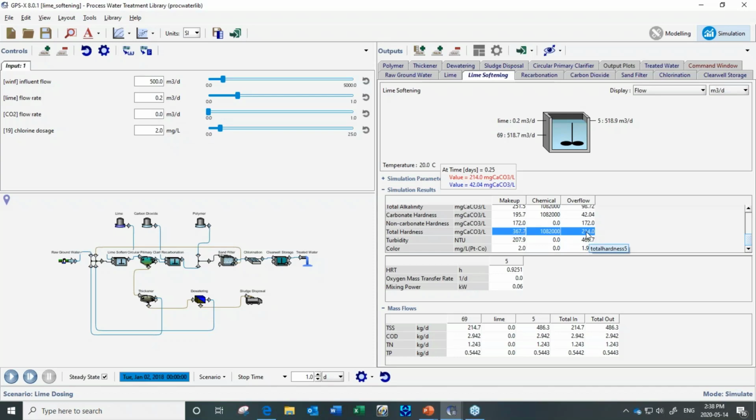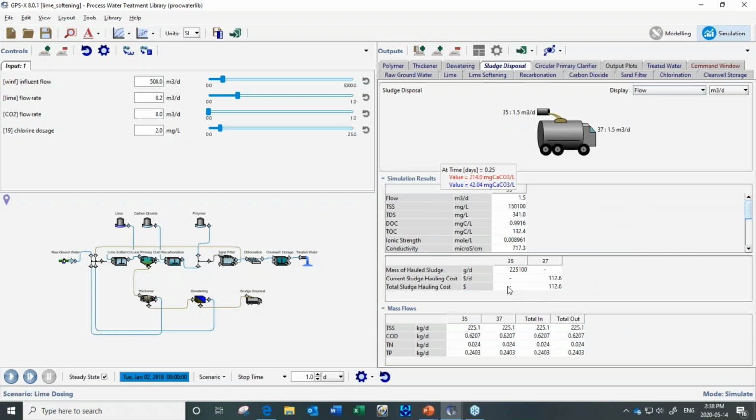And we cannot go below this because there is a known carbonate hardness which cannot be removed by adding lime. So that's why this is probably the bottom line that we can achieve. Even if we add more chemical, it's not going to be helpful. It's only going to generate more solids. So here, if we look at how much solids I'm generating, I can see that now I have 225 kilogram per day of solids that I need to deal with, right?